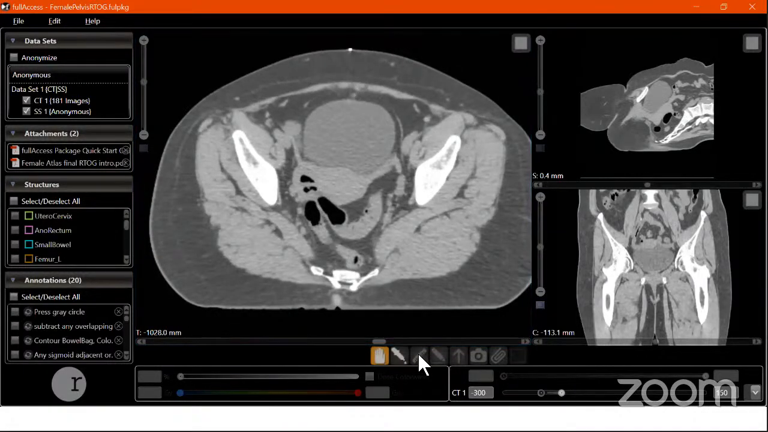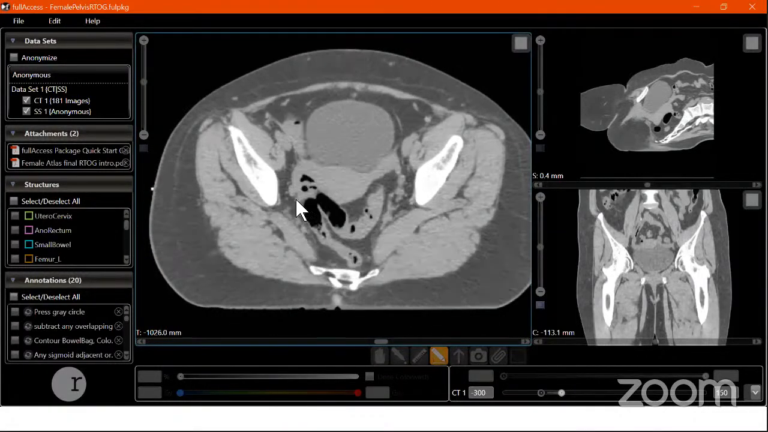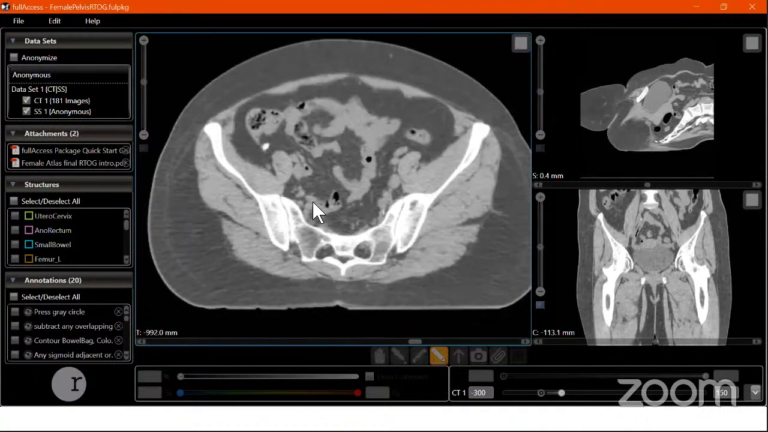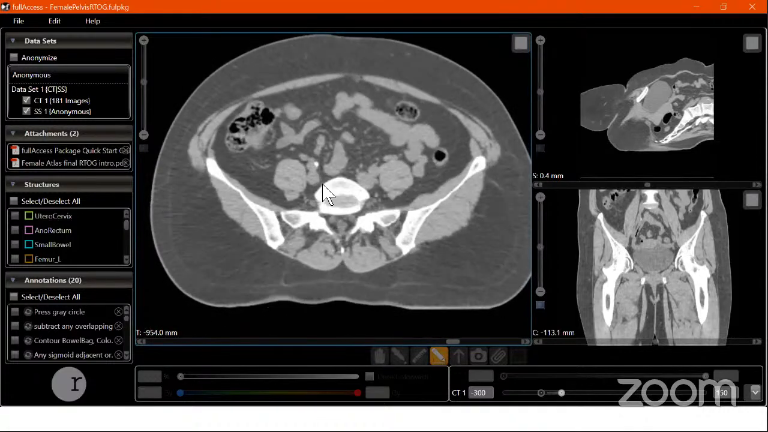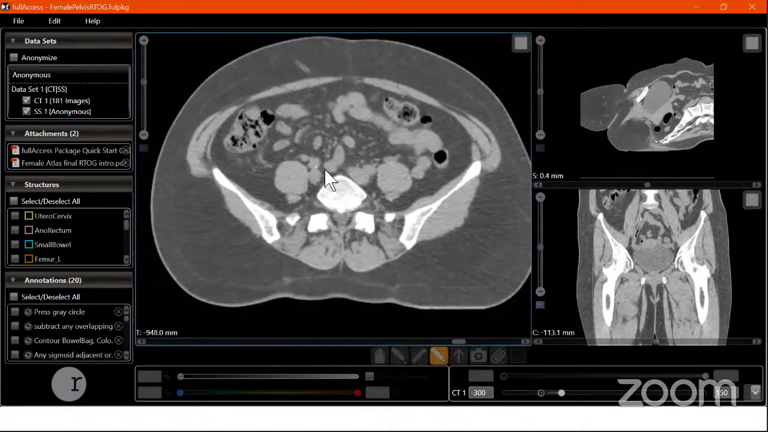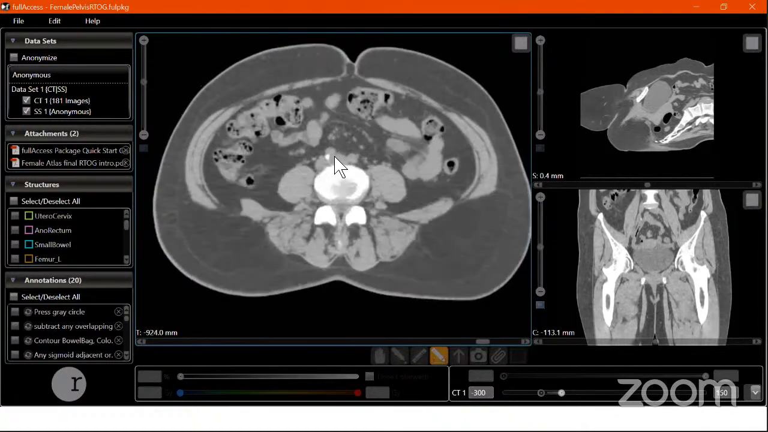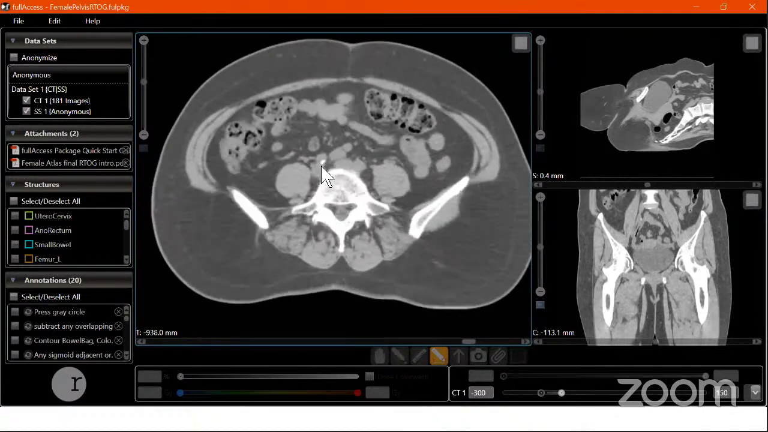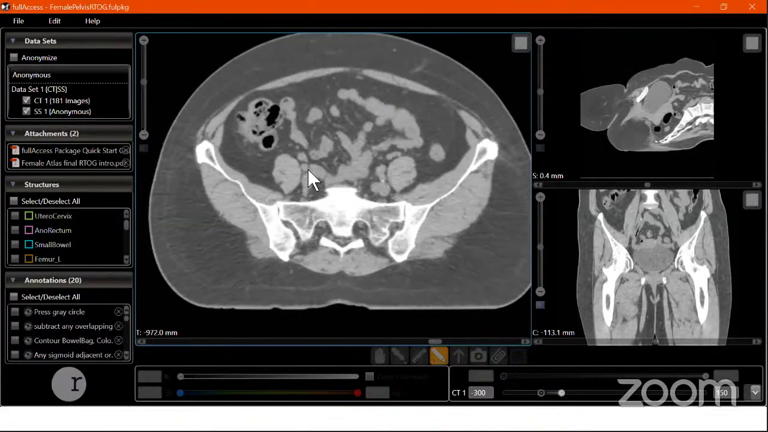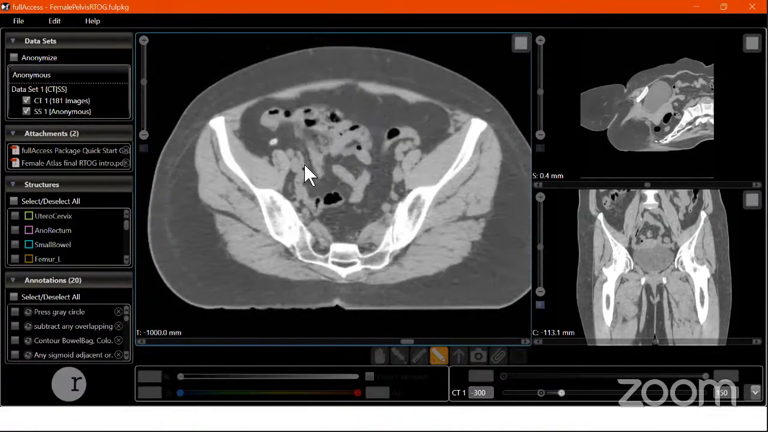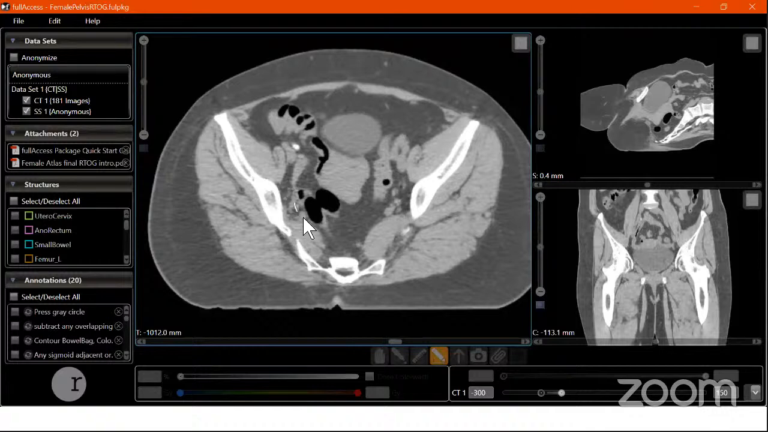So let me just do a drawing so that we'll have a better understanding. I'm trying to find the area where this is getting bifurcated. I'm going from up downwards. Okay, so this is the common iliac. Fine. So this looks like the internal iliac group of vessels.